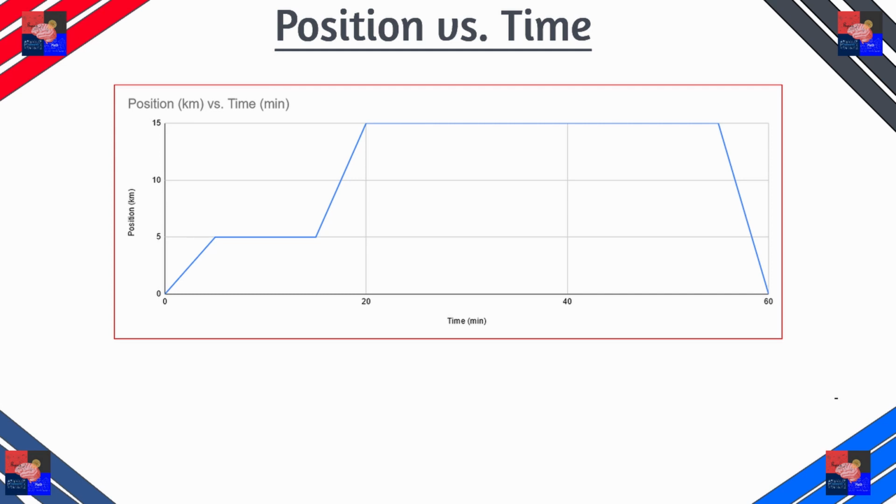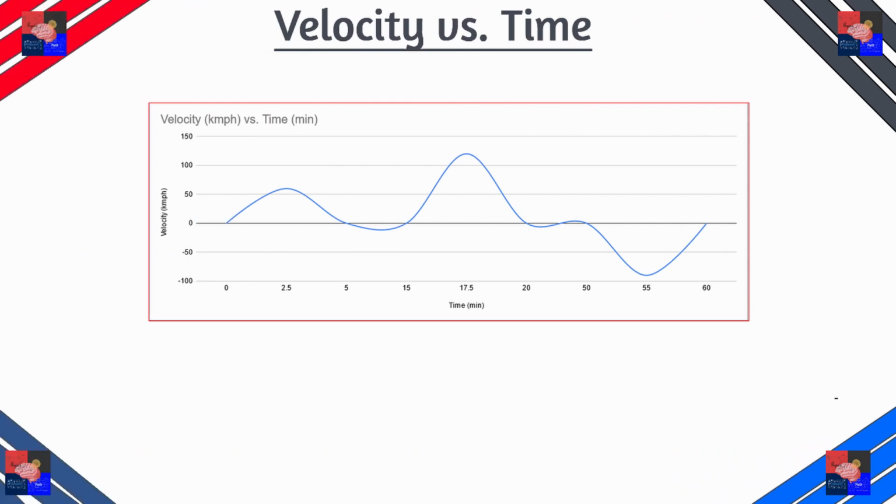Then you travel to your friend's house, that's all the way at 15 kilometers in 20 minutes. So you are going to be shown that. Then you stayed there for a certain amount of time, and then you went all the way back to your house, and this will be your position curve. And this position curve is very important because it will be describing your velocity curve.